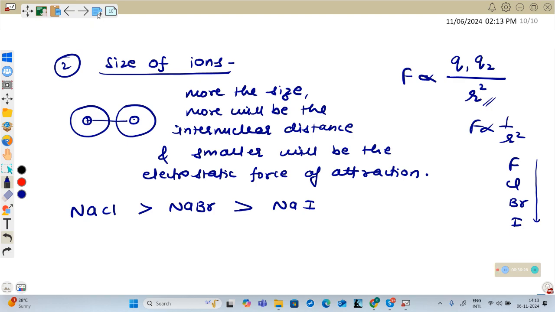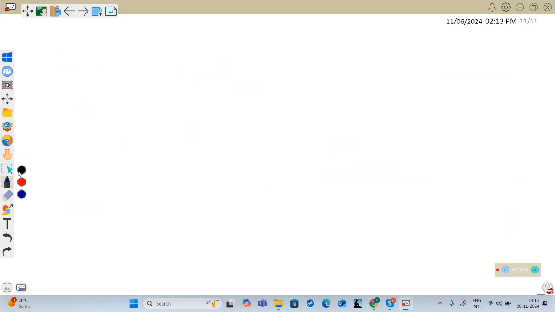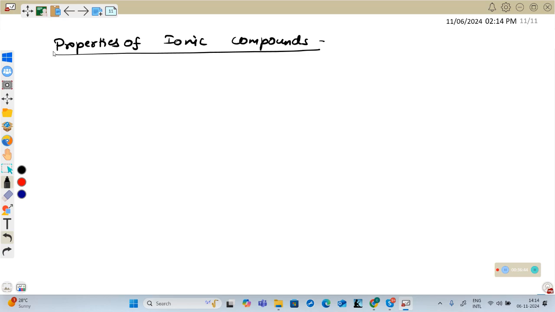Properties of ionic compounds or electrovalent compounds, the next topic. First, they are crystalline in nature. The ions are arranged in a definite pattern in the crystal, so they form crystal lattices. Now, because of the strong electrostatic force of attraction, they have high melting and boiling points.